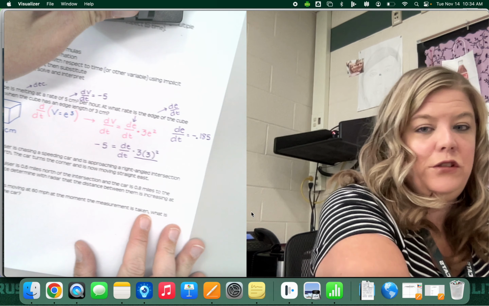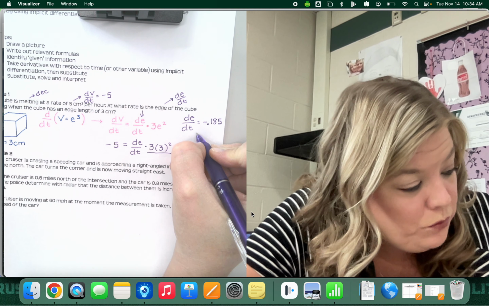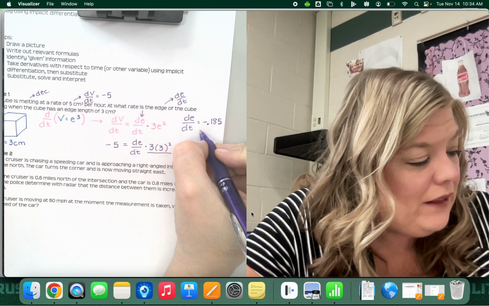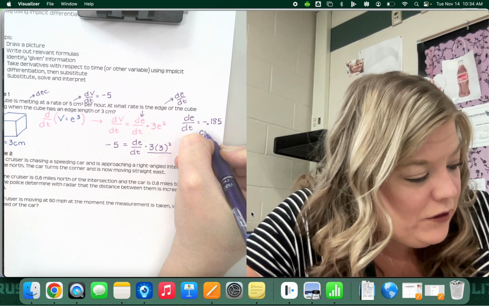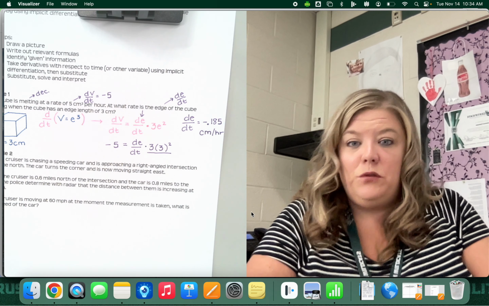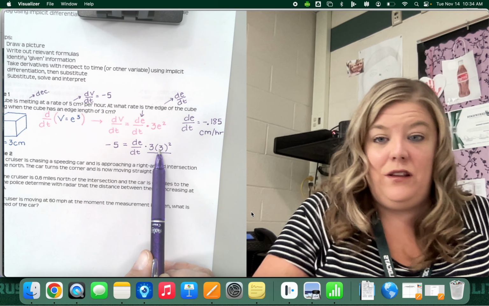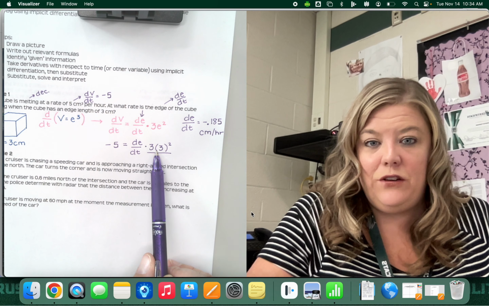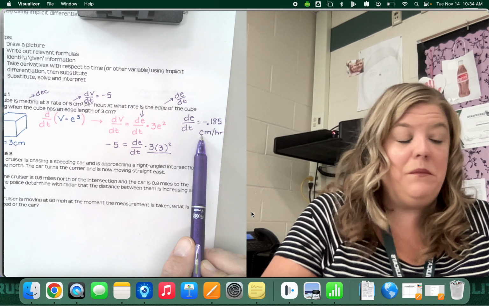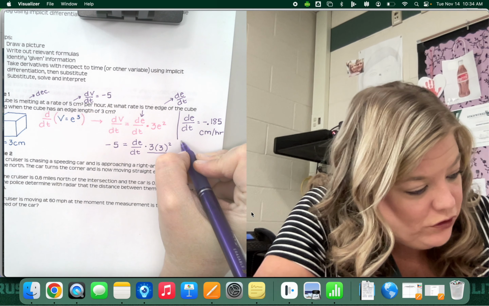Oh, I'm sorry, I didn't realize you couldn't see that over there. That is a rate of change. I'm sorry, not cubic. It's the length, how the length is changing, so that's centimeters per hour. What that tells us is that at this precise moment, when this edge length is exactly 3 centimeters, it is decreasing at a rate of 0.185 centimeters per hour. So that right there is the answer to our question.